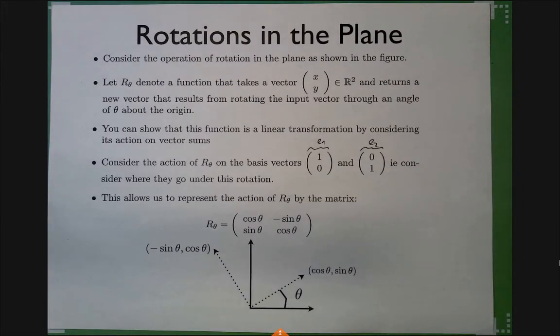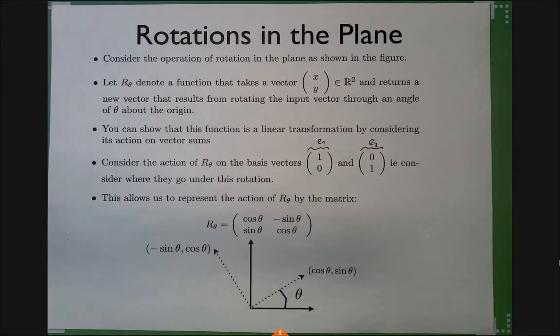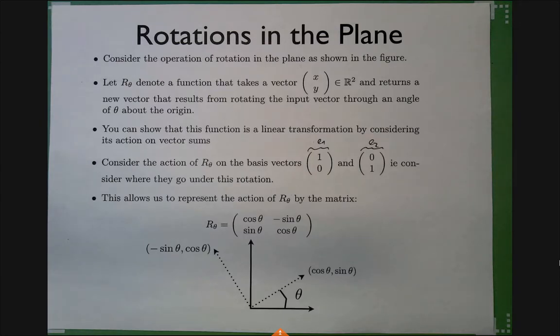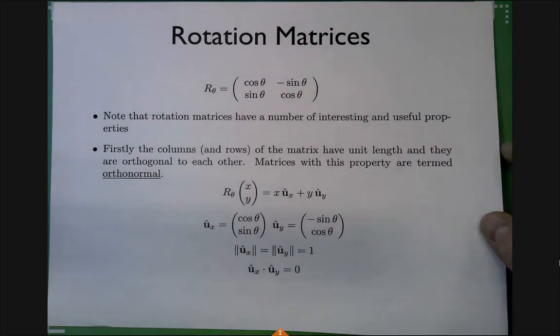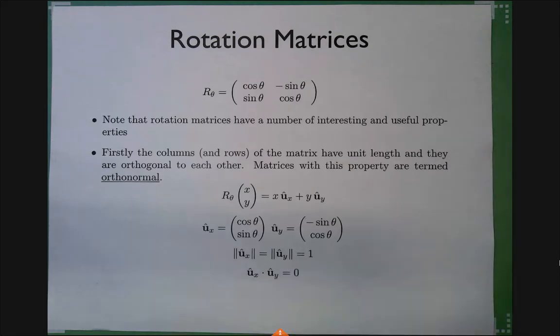So that was just two different ways to convince you that this is the matrix representation of a rotation by angle theta, counterclockwise rotation by angle theta in the 2D plane. Rotation matrices are really important. They have a number of very useful properties. So let's start with the most simple one.